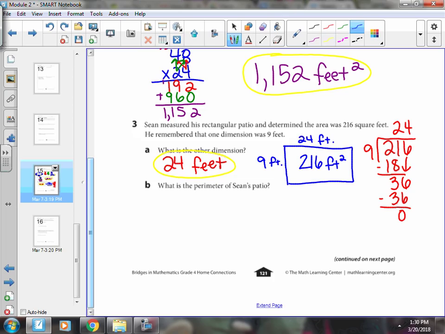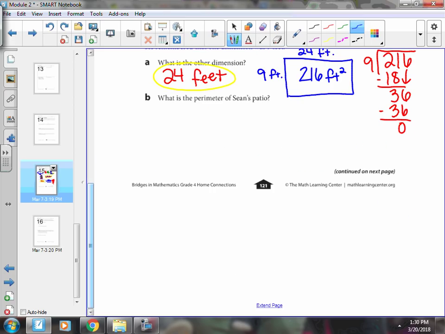The first question was about area. The second question is about perimeter. So I'm going to do 24 plus 24. I'm going to add those 2 long sides together first. And I know that 9 plus 9, the 2 short sides, is 18. So I think I'm just going to go ahead and add 18 right to it. And that will be the length of all 4 sides put together.